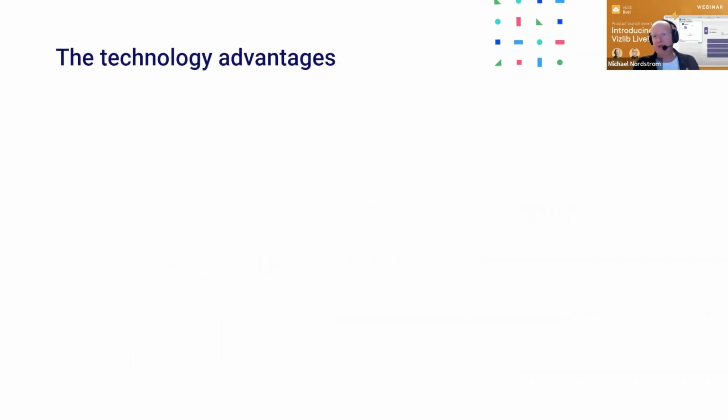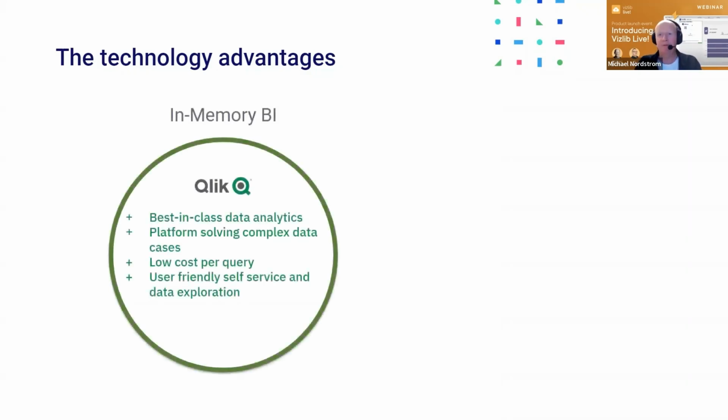Taking one step back and looking at the technology advantages we have in the market now, and that is obviously the Qlik platform, the in-memory BI. It's great and super fast in-memory technology where we can do those beautiful dashboards, data analytics, and some really complicated guided analytics use cases. Set up right, this will also give you a really low cost per query, and it enables self-service and data exploration in a beautiful way, especially with the custom report.